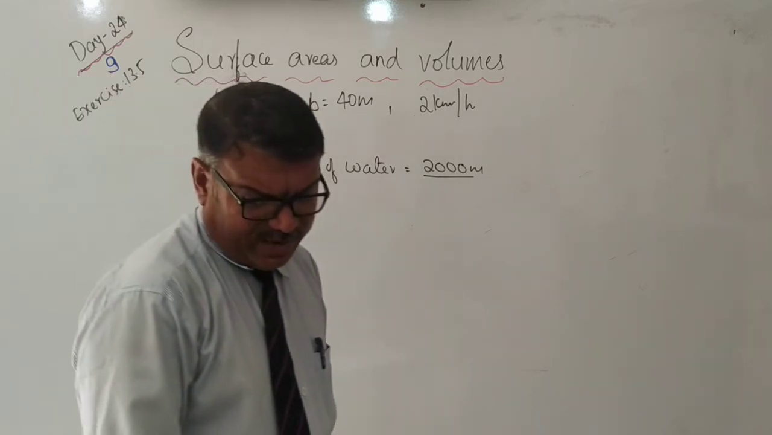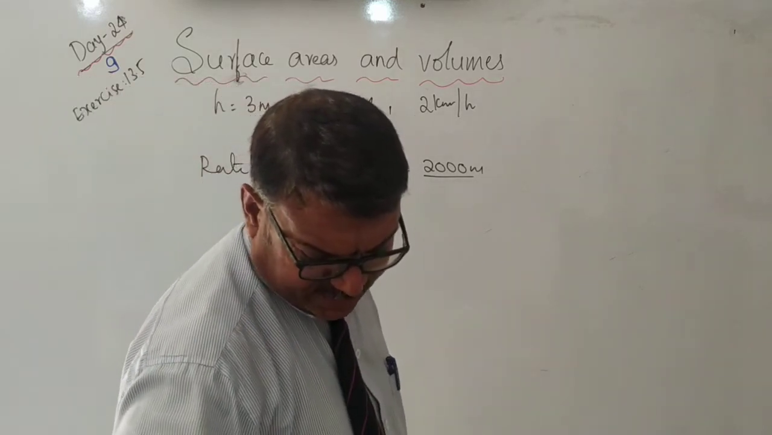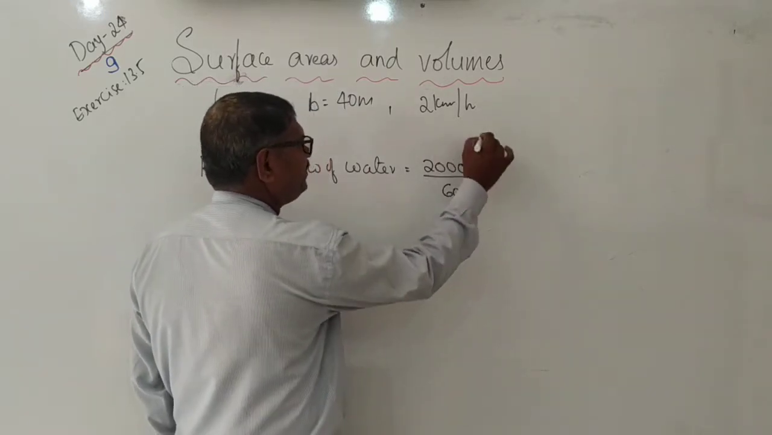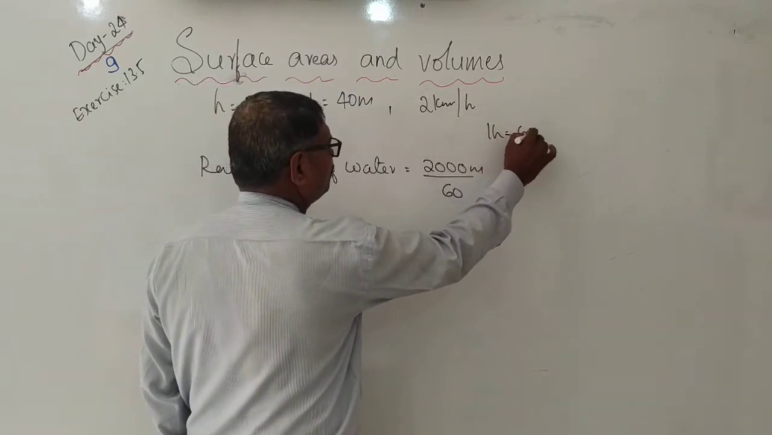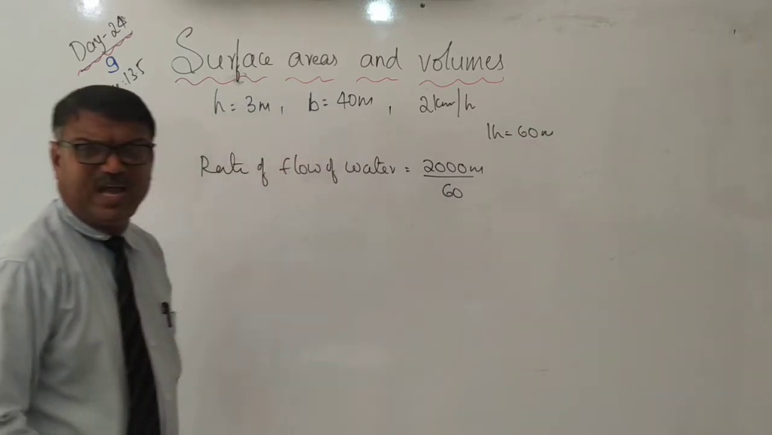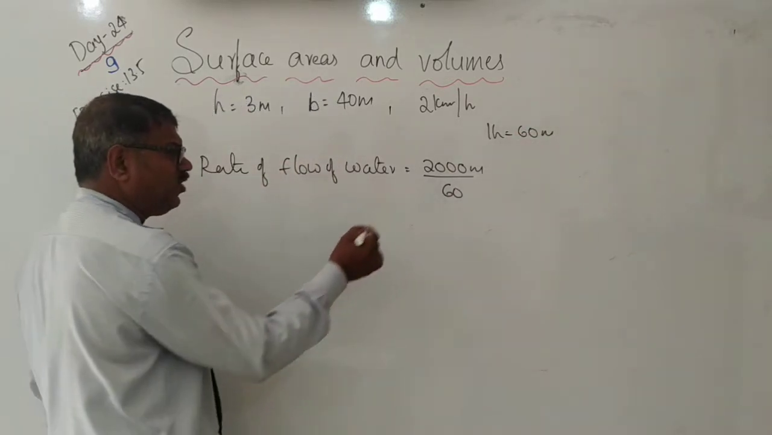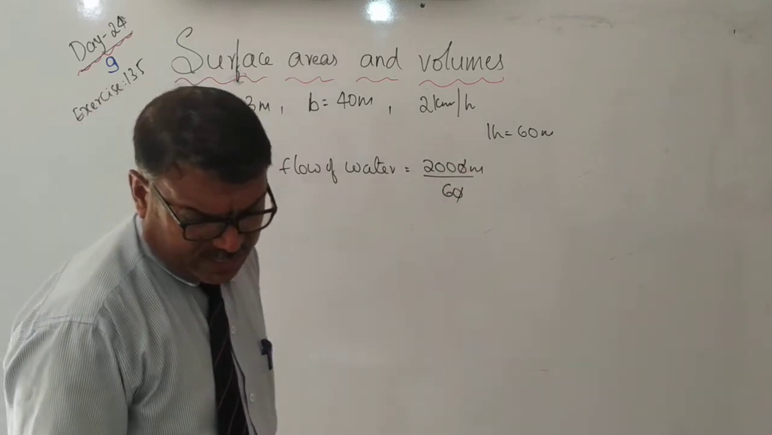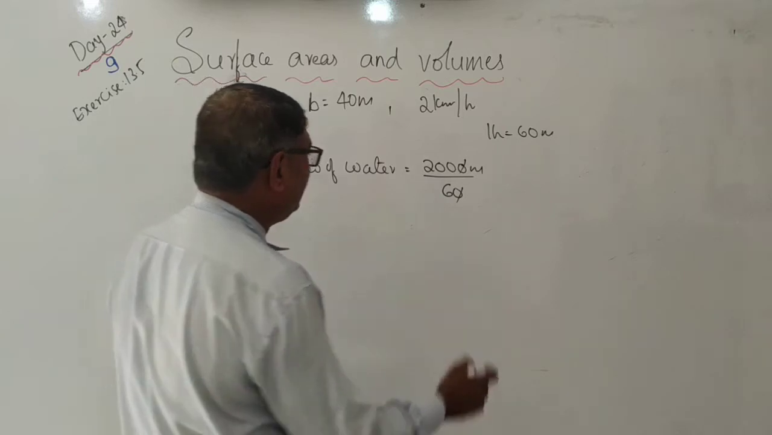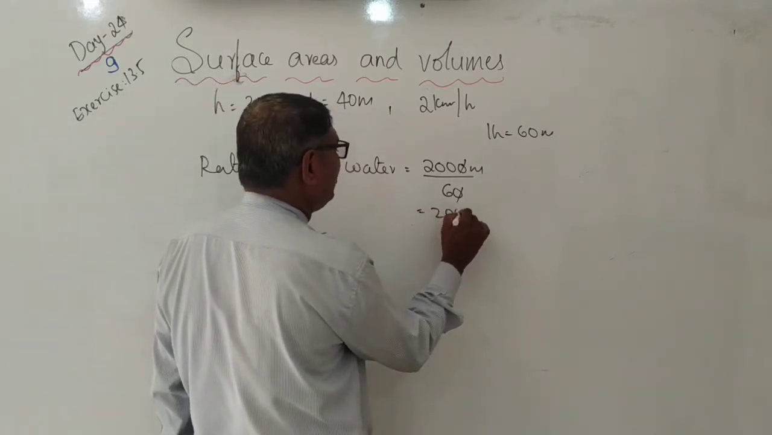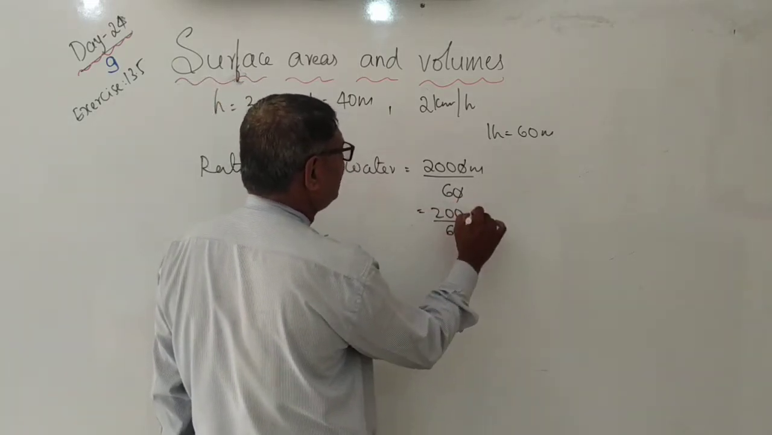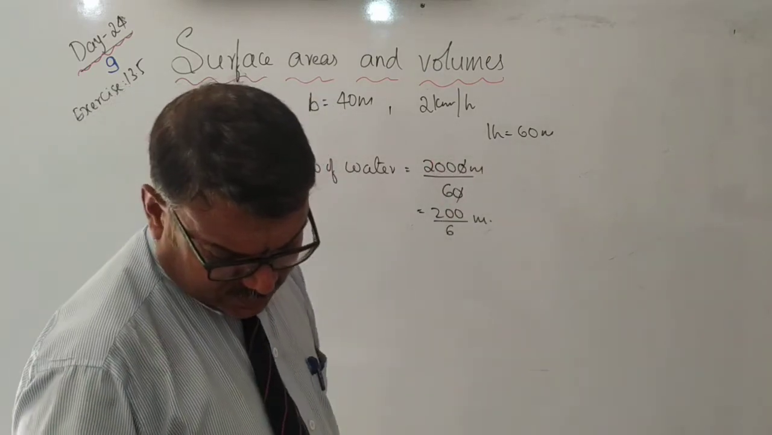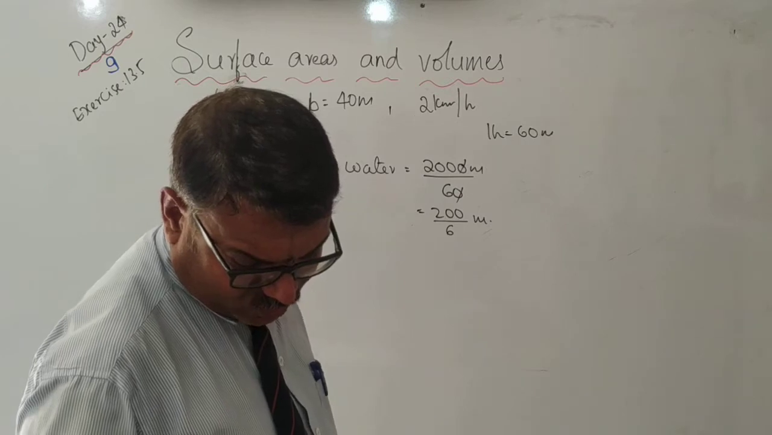Okay, divided by, I will write, 60. Why 60? Because 1 hour is equal to 60 minutes. So I want it in 1 minute, therefore I have to divide by 60 only. Therefore it will become 200 by 6 meters. This is the rate of water flow in 1 minute.